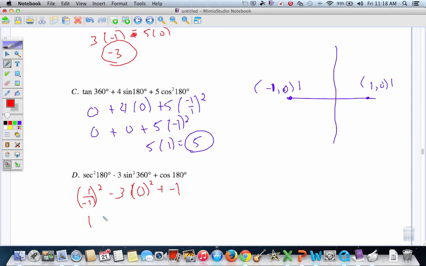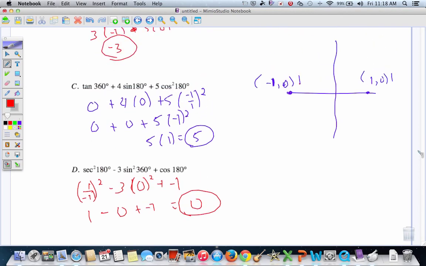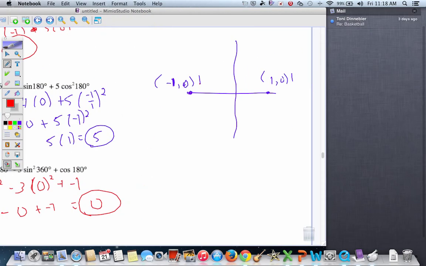And the cosine of 180, cosine is x over r, negative 1 over 1 is negative 1. Negative 1 here squared is a positive 1. 3 times 0 is 0, and plus a negative 1, so this simplifies all the way down to 0. And I believe that gets us through section 3.